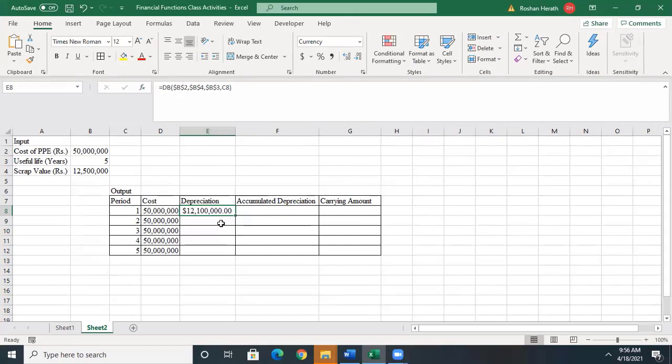Here it gives you the depreciation. Then you can simply drag them down.